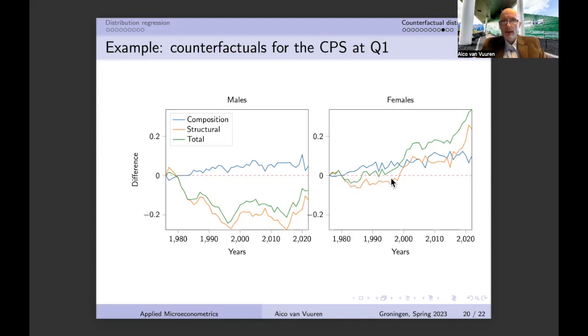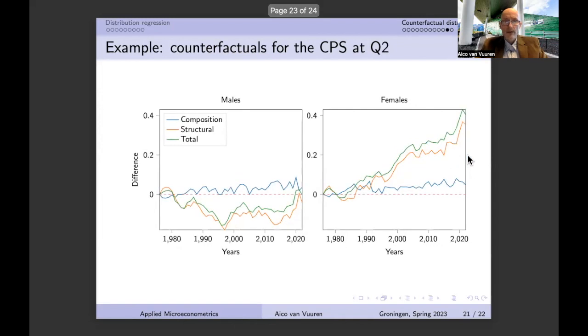Originally, it was completely negative, but around the turn of the century, it turned positive, and it stayed stable for a while, but in the most recent years, it has increased quite a lot. And therefore, it actually explains more of the wage increase here in 2021 than even the composition effect. Let's now look at the median.